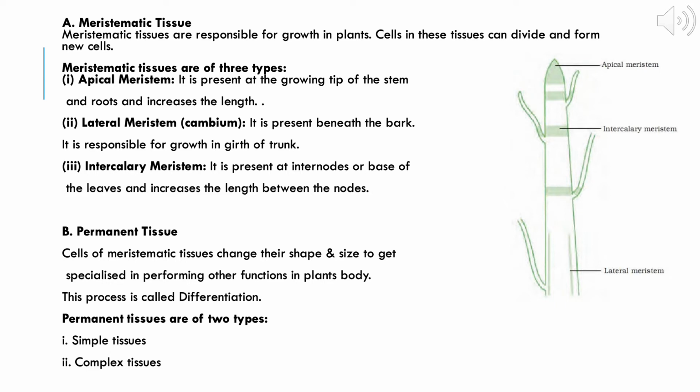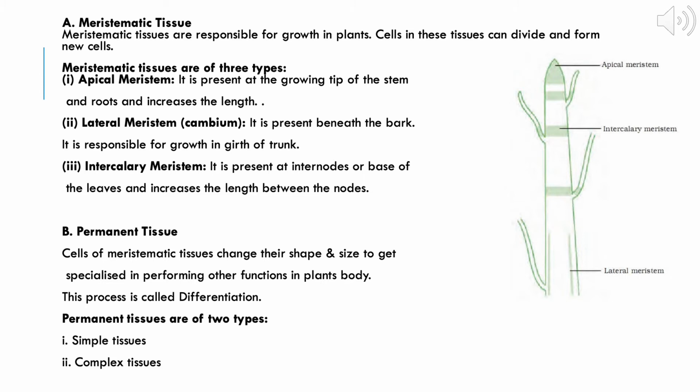So first of all, apical meristematic tissue. They are present at the tip of the stem and root, and it helps in increasing the length of stem and root. Then comes lateral meristematic tissue, or sometimes it is also called cambium. It is situated below bark and towards periphery. It increases the diameter of stem and root. And the third one is intercalary meristem, which is present at the base of leaf or internode. It increases the length of internode. So this is all about the meristematic tissue.